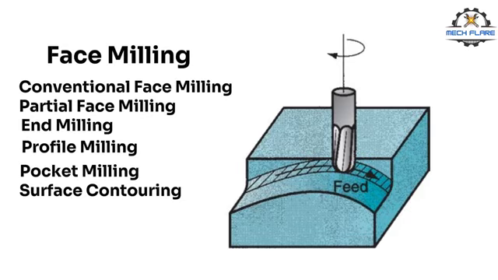Surface contouring. Surface contouring is the face milling in which a ball nose cutter, rather than a square end cutter, is fed back and forth across the work along a curvilinear path at close intervals to create a three-dimensional surface form.